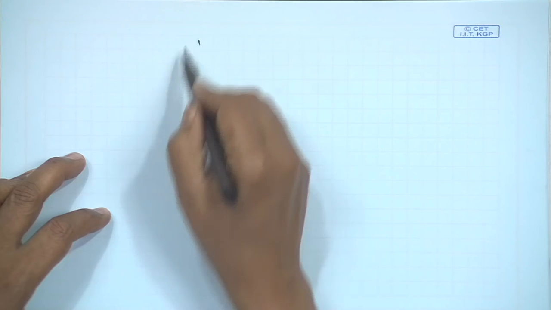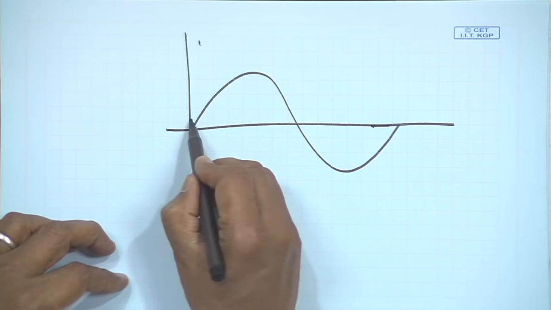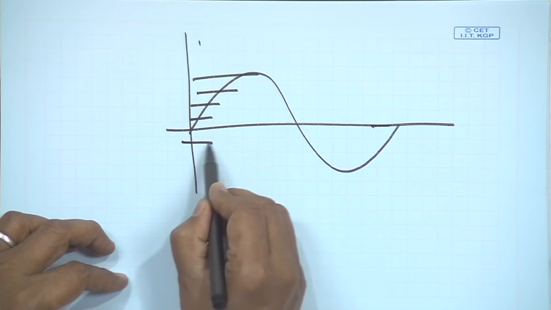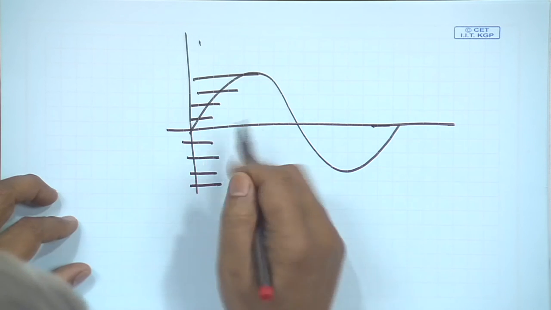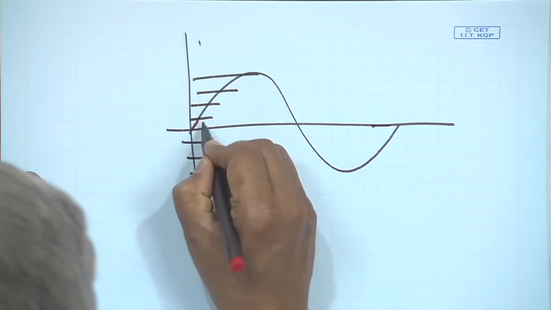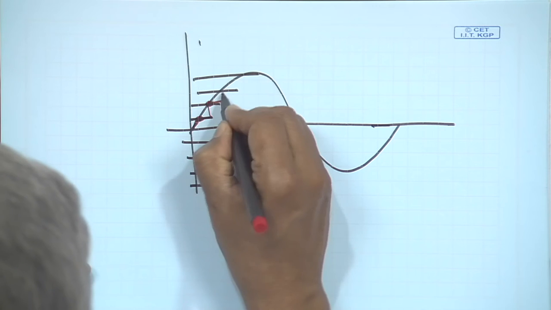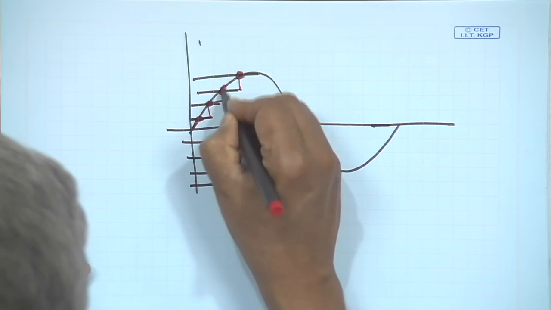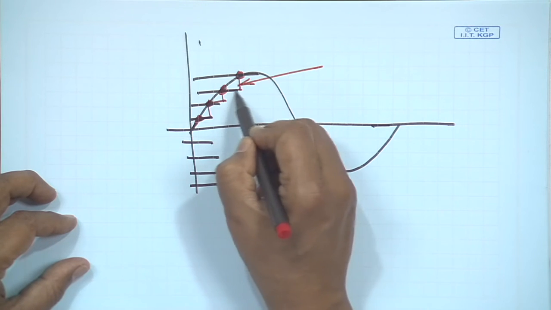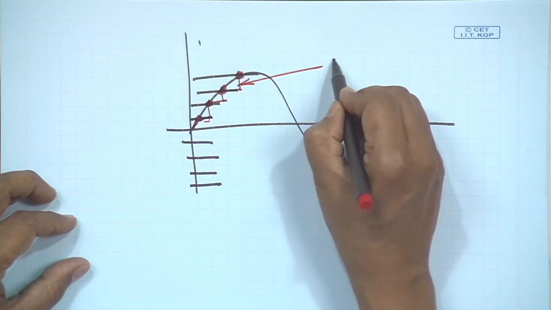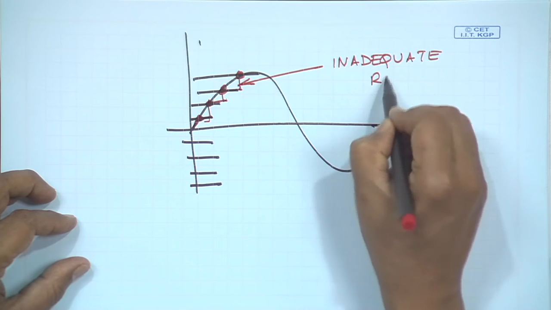I will maybe just plot again. This is a very familiar sine wave. So I will store these values at 8 levels. Okay, so what happens? My sine wave would look something like this, and so on. So you look at this jagged red line. This is because of inadequate resolution.